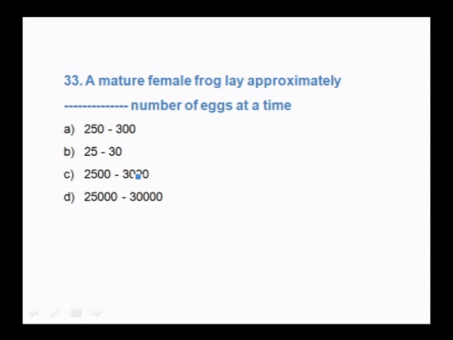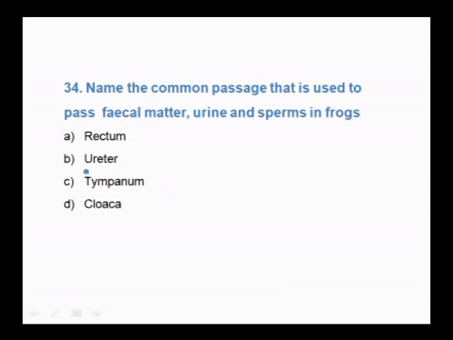A mature female frog lays approximately dash number of eggs at a time. For this, the answer is 2500 to 3000. Name the common passage that is used to pass fecal matter, urine and sperms in frog. The common opening for the release of undigested waste or fecal matter, nitrogenous waste urine as well as the gametes is cloaca. Cloaca is the common passage for the release of all these. Move on to the next question.